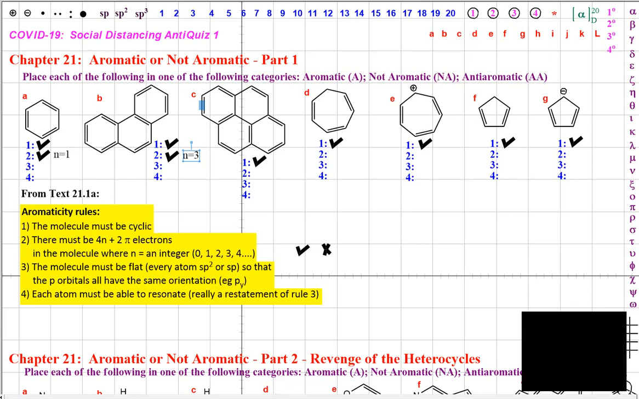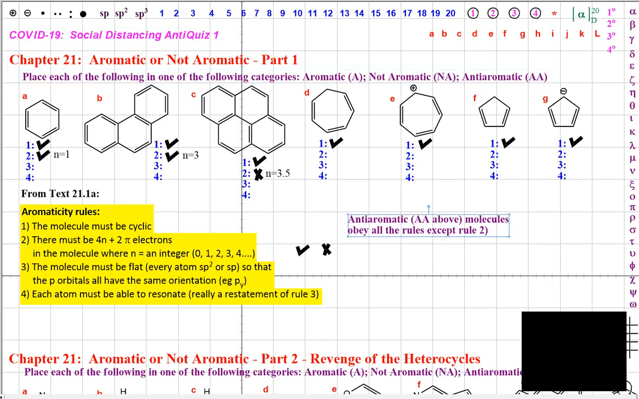This molecule: 2, 4, 6, 8, 10, 12, 14, 16. Can't solve with an integer, because n equals 4 gives 18, since 4 times 4 plus 2 is 18, and 4 times 3 plus 2 gives 14. So n would be 3.5, which is not an integer, so we have what's called an anti-aromatic molecule here, if this is the only rule that's not obeyed. So to repeat, an anti-aromatic molecule obeys all the rules except for Rule 2. So if Rules 3 and 4 are satisfied, we're going to label this as anti-aromatic.